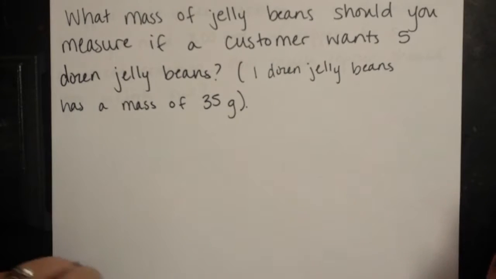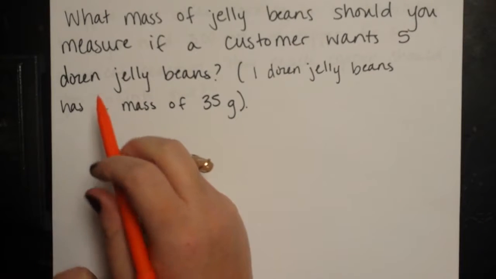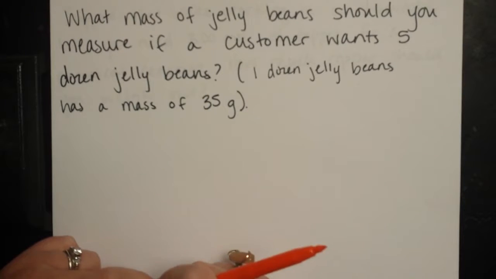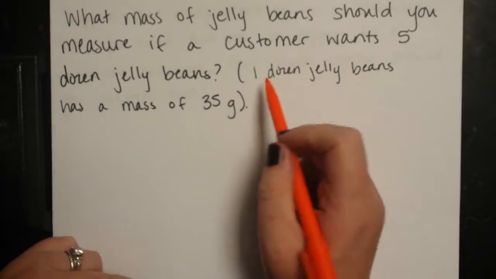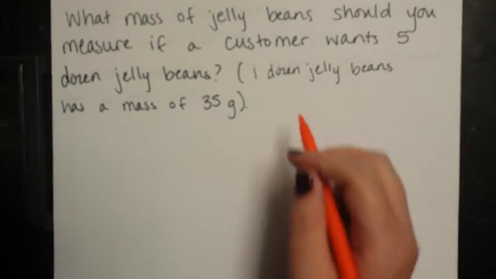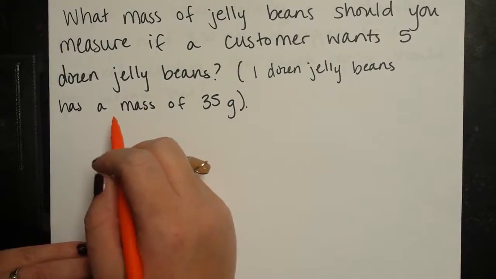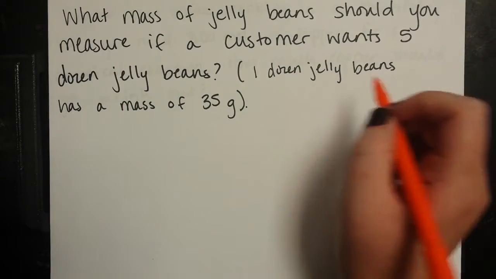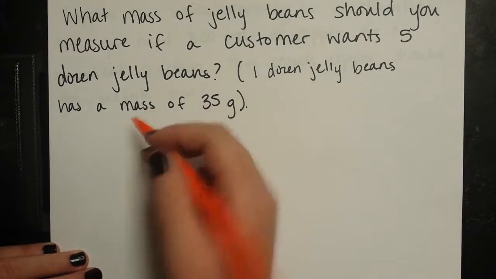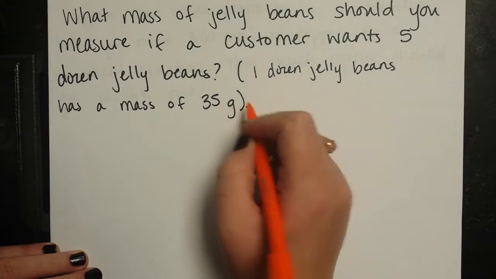We're first going to talk about jelly beans because everybody likes jelly beans. And the question is, what mass of jelly beans should you measure if a customer wants 5 dozen jelly beans? If we know the mass of a dozen jelly beans, then we can figure out how many dozen jelly beans we need, or if we know how many we need, we can find the mass. So we can go vice versa using this as a conversion factor.